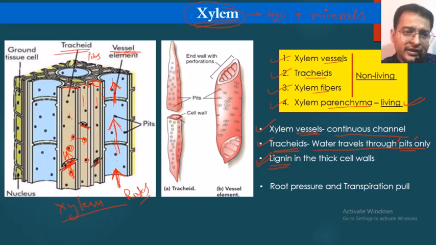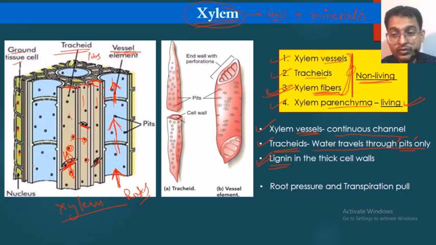So the tracheids, vessels, as well as the fibers. Fibers provide the mechanical strength. So all three of these are non-living kind of xylem tissue. But xylem parenchyma is living. So what we are writing here, a ground tissue, basically xylem parenchyma. You see there is the nucleus in the cell. So any living cell will have the nucleus. Except some exceptions are there.